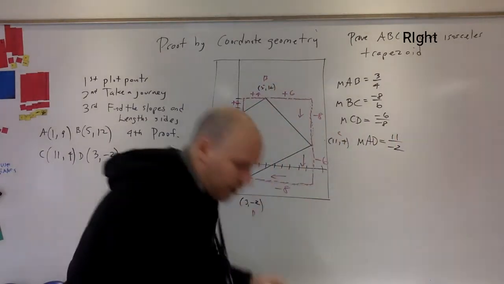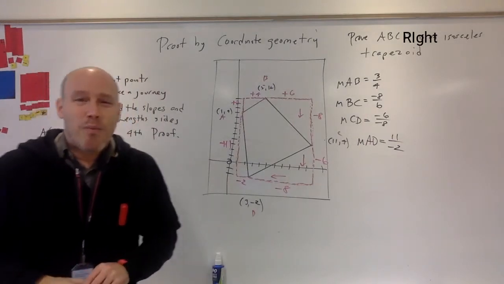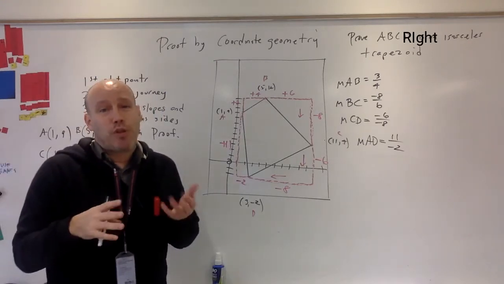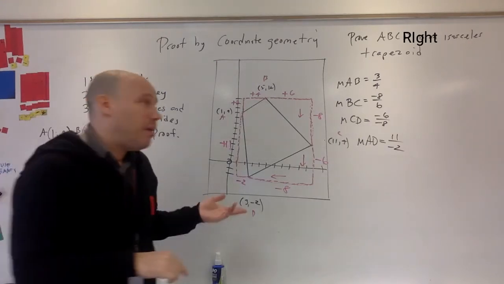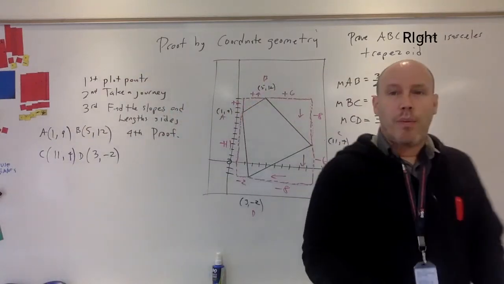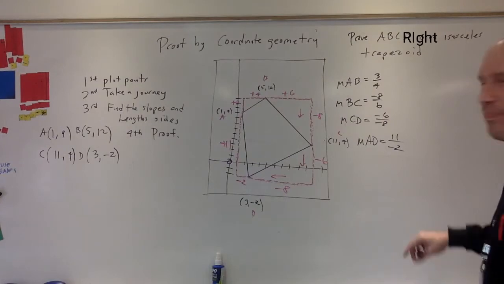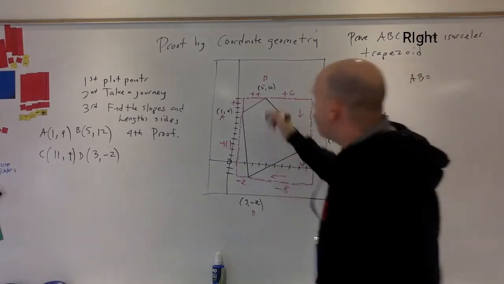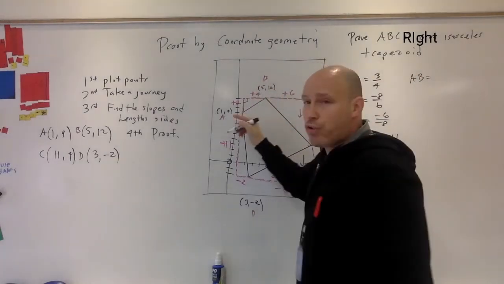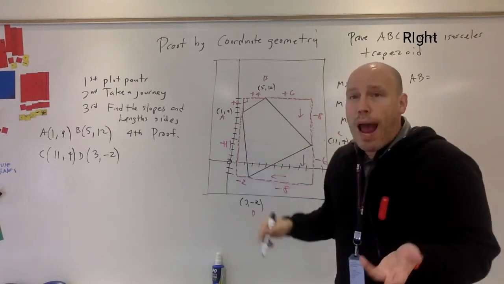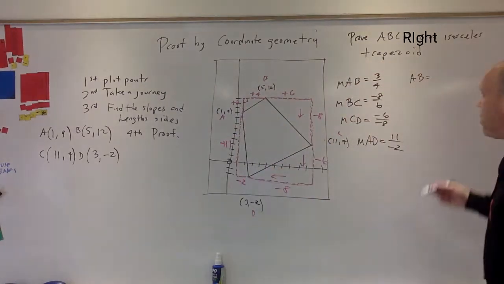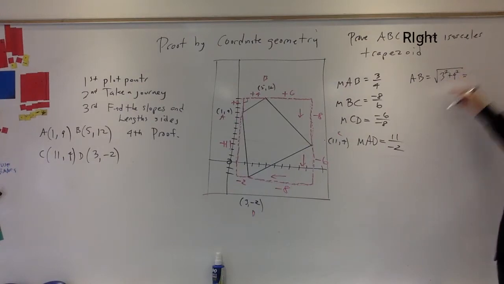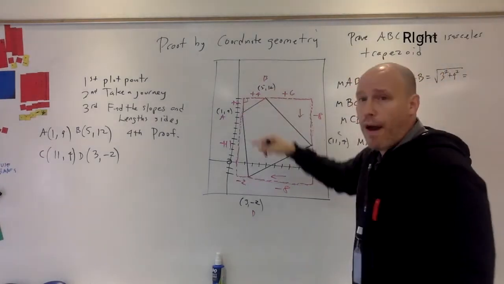Now, the last thing is, how do I find the lengths? Because when we're talking about rhombuses or isosceles trapezoids, I need to be able to prove that the lengths are congruent. Well, this is easy. How do I find the length of AB? This is Pythagoras, because what we've done is created a bunch of right triangles. The distances here are the hypotenuses of the right triangles. So AB is the square root of 3 squared plus 4 squared, 9 plus 16. Now you should remember this. This is a 3, 4, 5 triangle.